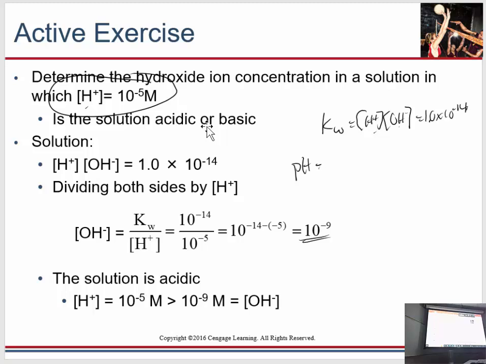The other equations that we're going to use: pH is equal to the negative log of the H plus. And these equations are given, you don't have to memorize these. And the H plus is the anti-log, so it's 10 to the minus pH molar.